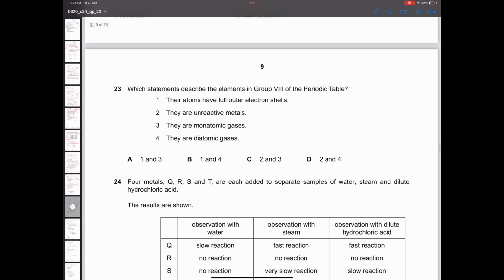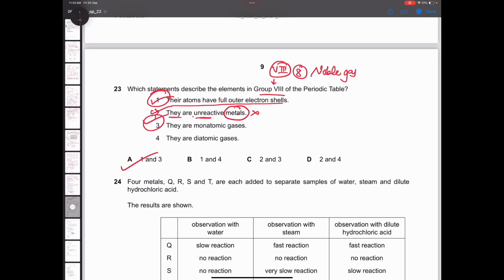Next question. Which statement describes the elements in a group? Do not read it as group 7. This is group 8, there are 3 bars, and group 8 is the noble gases. We know that noble gases are monoatomic, they are unreactive, and they have full outer shells. So 1, 2, and 3. Noble gases are unreactive, but they have mentioned metals here, and these are not metals. If they had written that these are unreactive gases, then this option would have been correct. So statements 1 and 3 are correct, which is option A.